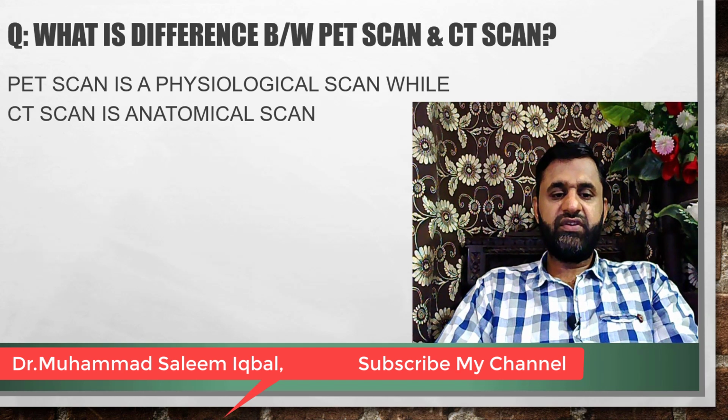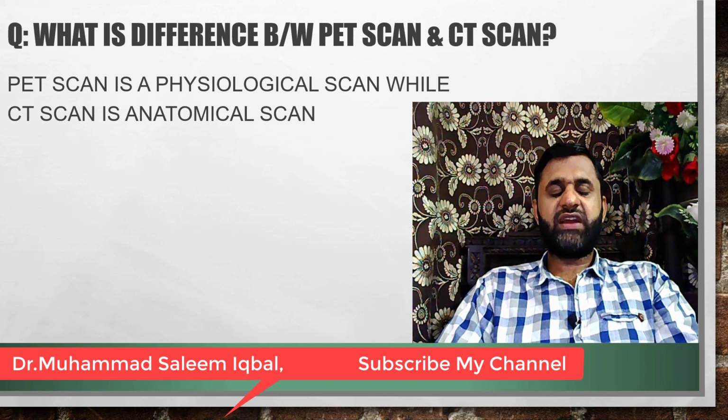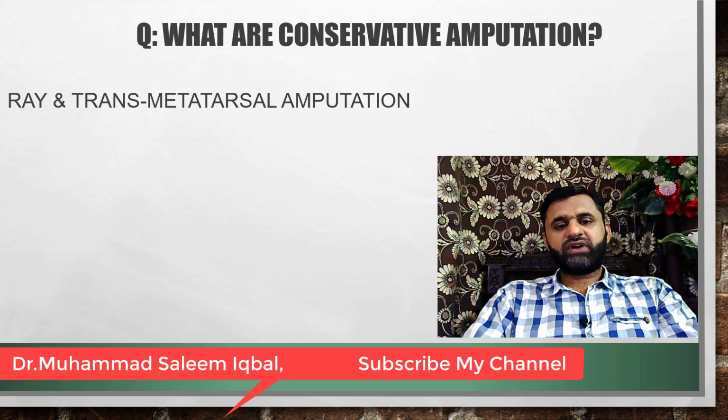What is the difference between PET scan and CT scan? PET scan is a physiological scan while CT scan is an anatomical scan. What are conservative amputations?